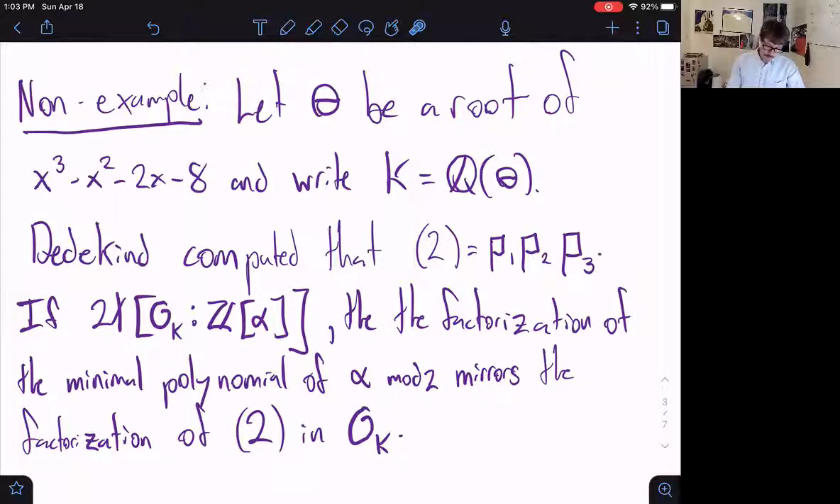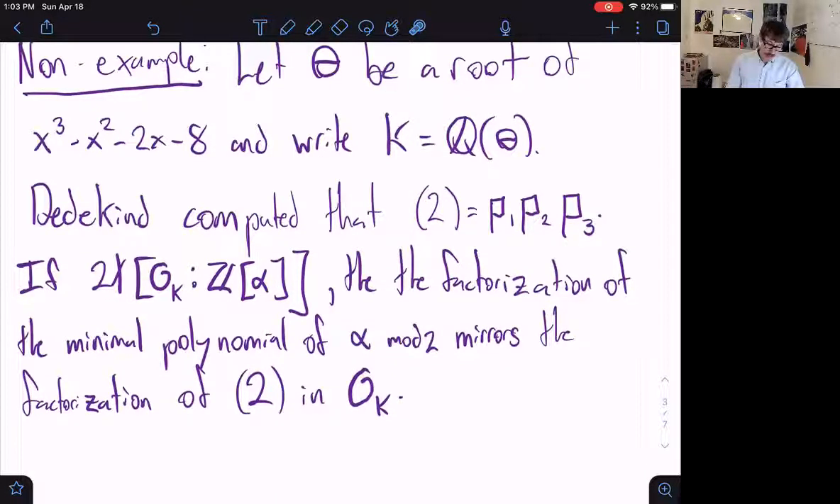And then another theorem of Dedekind, often called Dedekind-Kummer factorization, shows that if 2 doesn't divide this index right here, the index of a monogenic order generated by alpha in the ring of integers, then the factorization of the minimal polynomial of alpha, mod 2 in F_2 adjoined x, mirrors the factorization of 2 in the ring of integers.